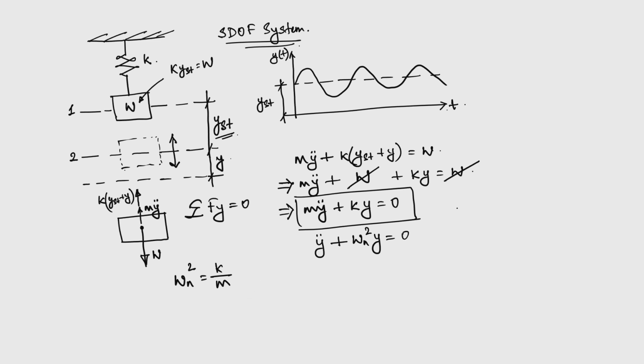So, we can replace m in terms of w, that is w divided by g, gravitational acceleration. So, we will get here k times g divided by w as the omega n square. So, natural frequency in this case, omega n, is square root of k times g divided by w.